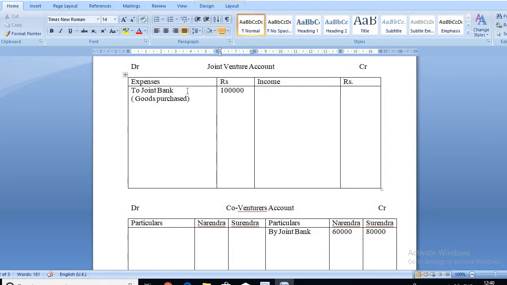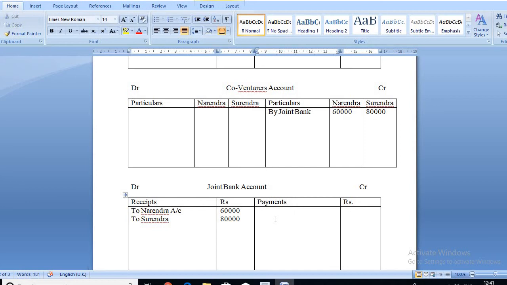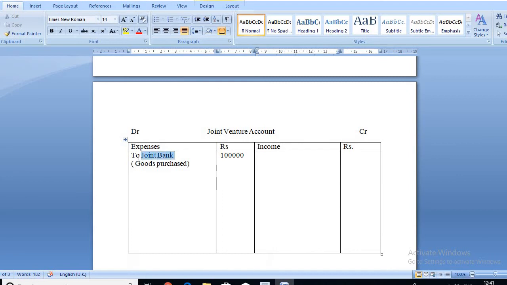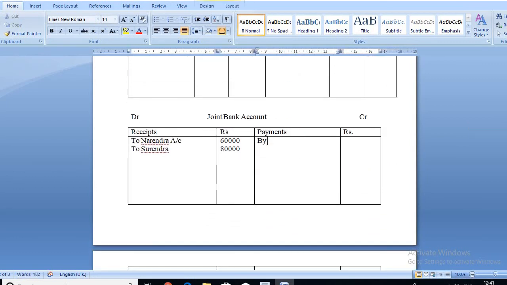According to dual accounting concept, each transaction has two aspects, one is debit, one is credit. So here the debit aspect is over. Now cross posting. Here joint bank is debited. Now come to the joint bank account. In joint bank account, we have to do the credit entry. So in joint bank account, credit side, joint venture account.